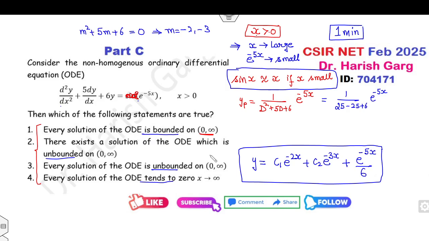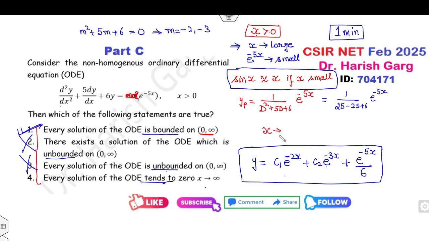Every solution is bounded. You can see it is e raised to power minus x, which is always less than 1. Yes, this is bounded. There exists a solution which is unbounded, but that can never be unbounded. Fine. Every solution is unbounded? No. Every solution goes to 0 as x approaches infinity.